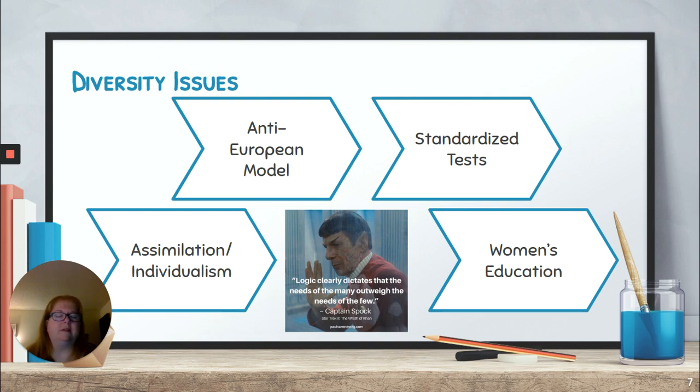I put the Spock quote on there from The Wrath of Khan because I felt his assimilation model would go along with what Spock said about the needs of the many outweighing the needs of the few. I think he would have believed that the needs of the many in a democratic society would outweigh the needs of the few who might be of a different race, culture, or belief system. Overall, that's where he would fall on diversity.